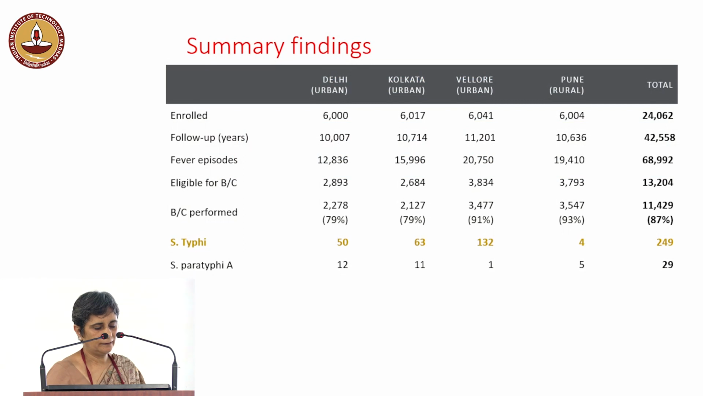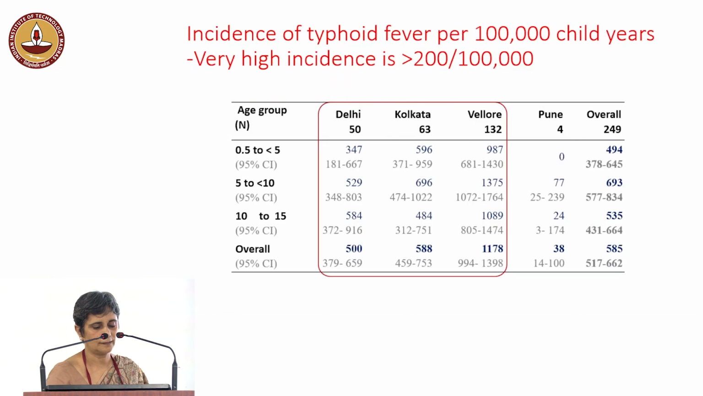What did we find? We found that S. typhi was the commonest organism that we detected in blood cultures, and the incidence of typhoid per 100,000 child years was 500 in Delhi, 588 in Kolkata, and 1178 in Vellore. In Pune, which was a rural site, it was 38.